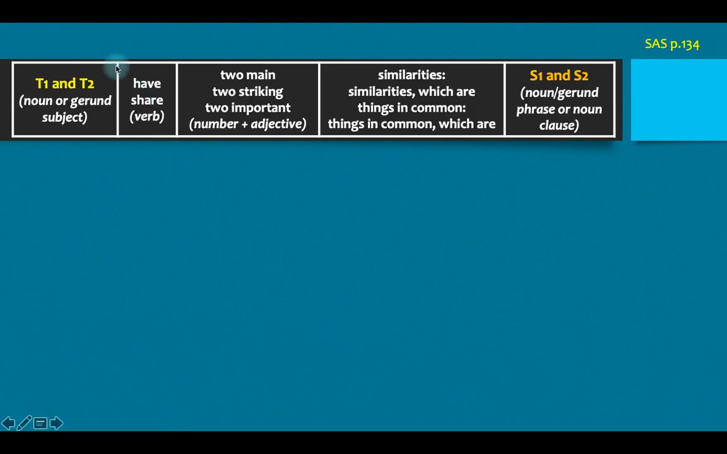To start with, we have a little template here. You can see we start with thing 1 and thing 2 as a noun or gerund subject. Then we have a verb, have or share. Then we have our number 2 and an adjective if we want. Then we say similarities or things in common. These have the same meaning. And we can do it in two ways, with the colon and make a list, or with the relative clause. So let's look at a couple examples.